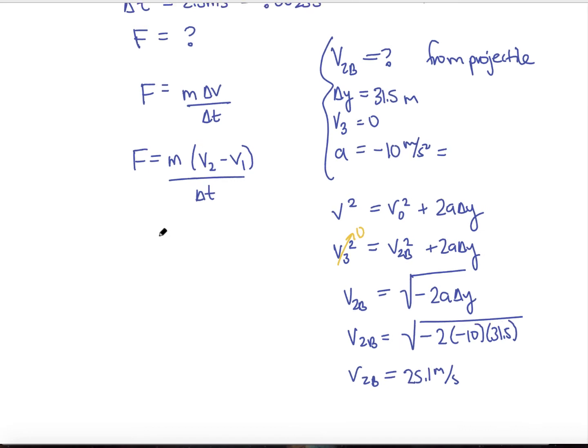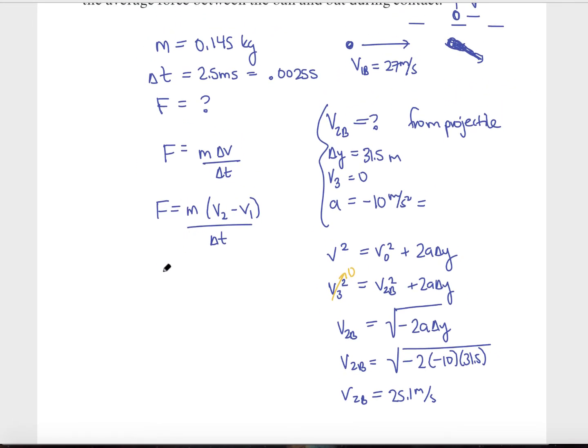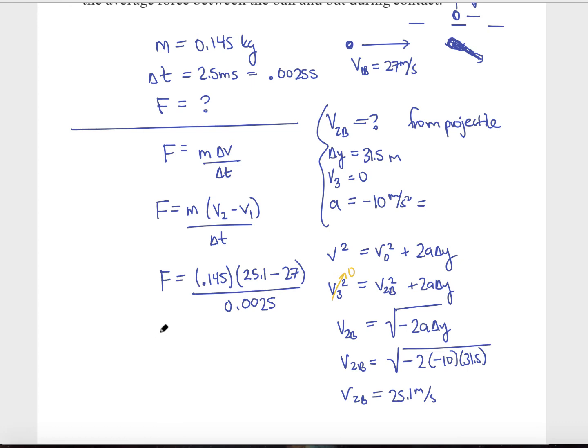So let me zoom out for a second so we can see more. So if I want to find this force, then I'm going to have my mass of 0.145 kilograms times my change in velocity, and that is 25.1 minus 27 all over our time of 0.0025 seconds. So plugging this into our calculator, we get a force of approximately negative 110 newtons.